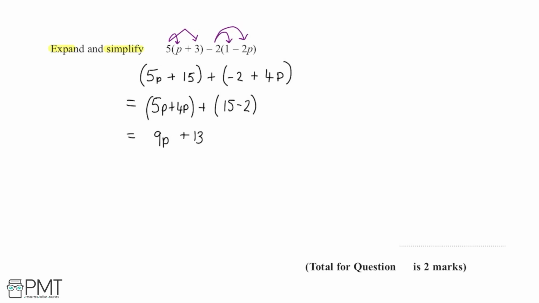And these values don't share any factors. 13 is prime, so we know we've got it in its most simplified form. We can't factorise anything out, so that's going to be the final correct answer of 9p plus 13 there to gain us the second mark. The first mark was just for starting to expand one of the brackets at the start of the question.